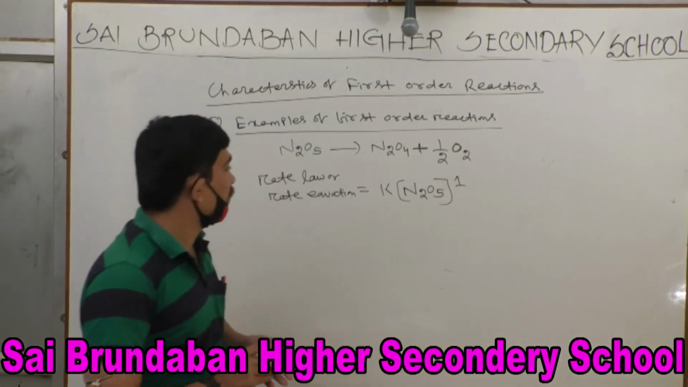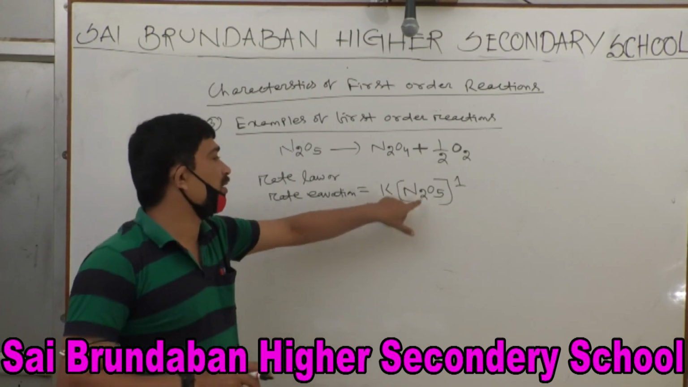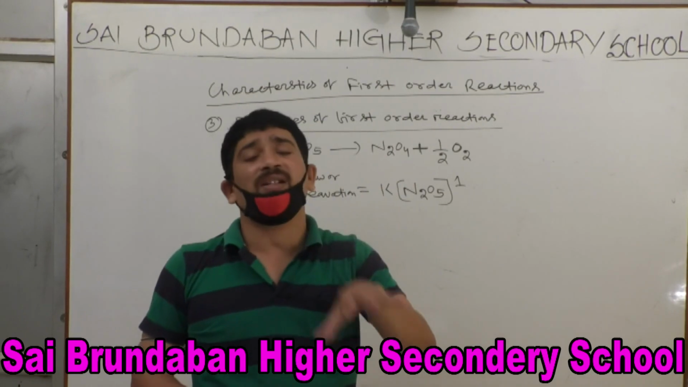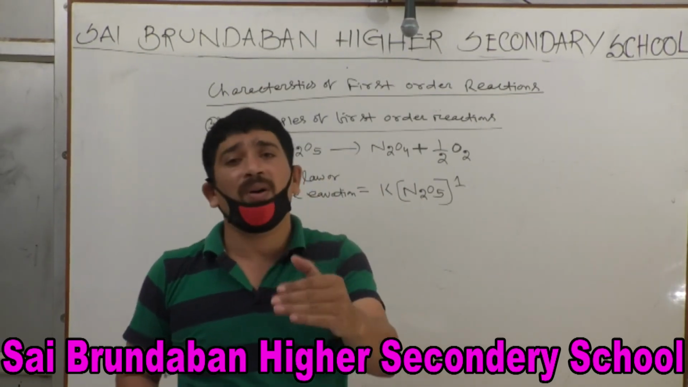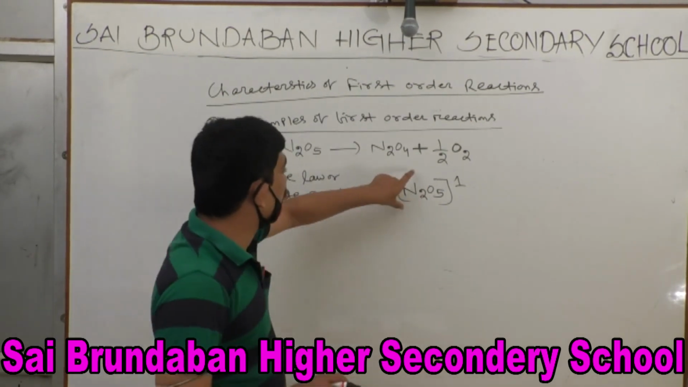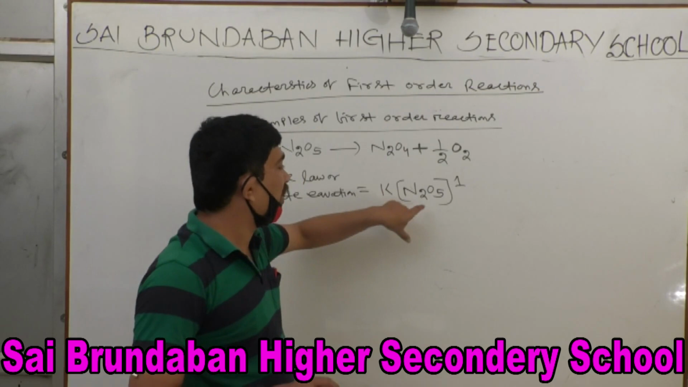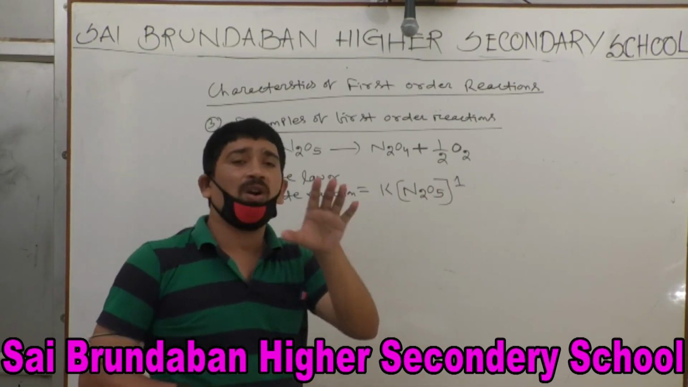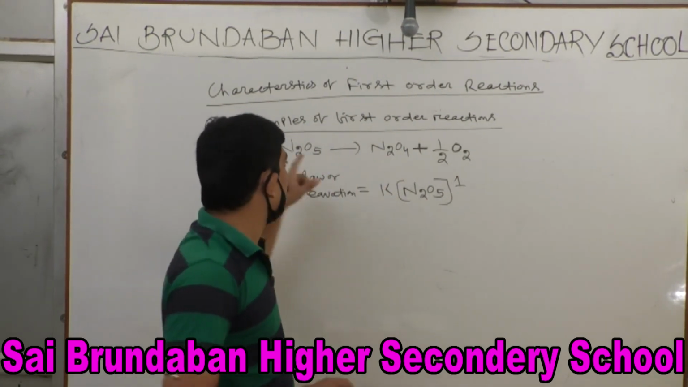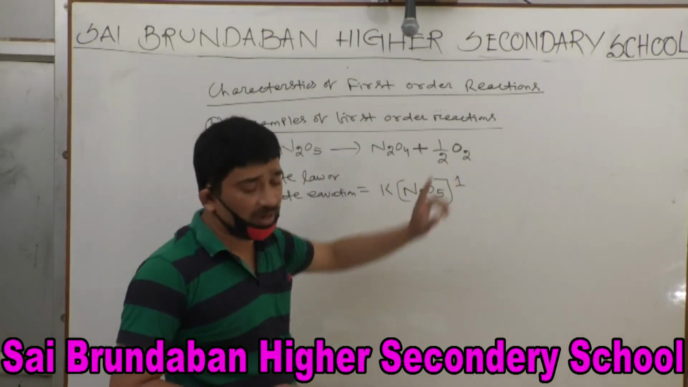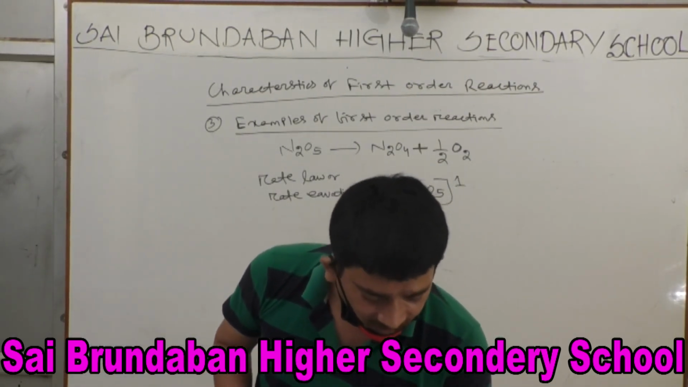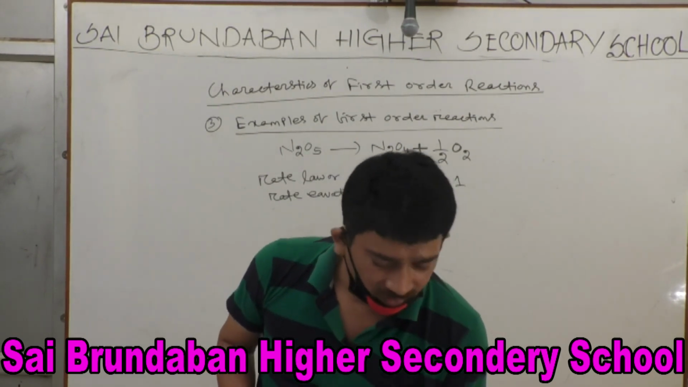So for this equation, what is the order of reaction? The power is 1. So the order of reaction, according to the definition, is defined as the sum of the powers to which the molar concentration terms are raised in the rate law or rate equation. So for this reaction, this is one example of a first order reaction, N2O5 gas giving N2O4 plus half O2. Clear?